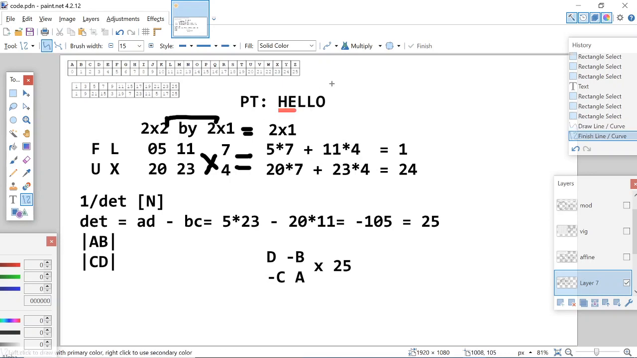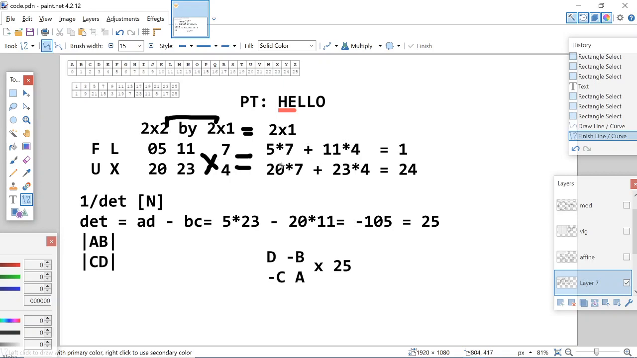So first letters, H-E. This one's H, this one's E. And then to multiply them together, you have 5 times 7 plus 11 times 4 for the top one. The reason is that this first matrix contributes the number of rows, and this one contributes the number of columns. So, because of that, you go by row on this one and column on this one.